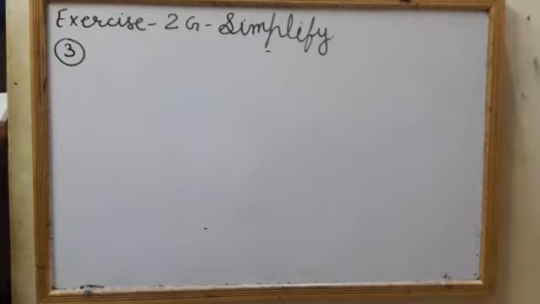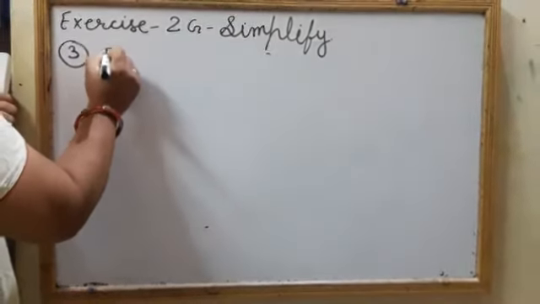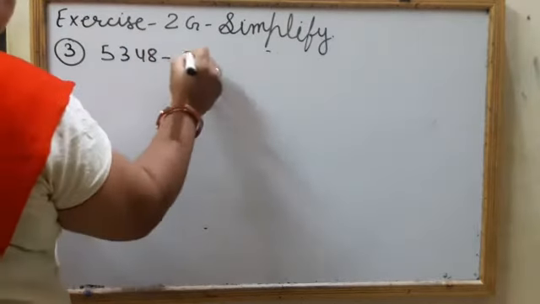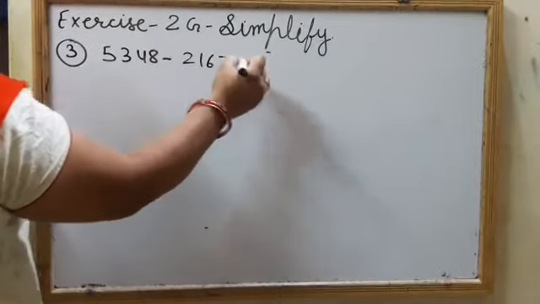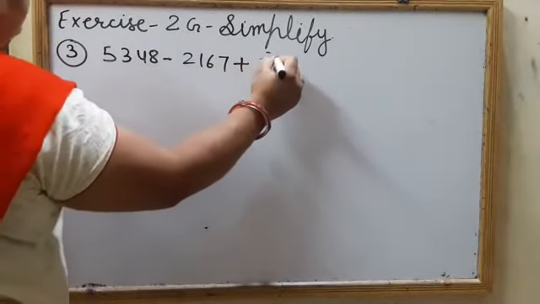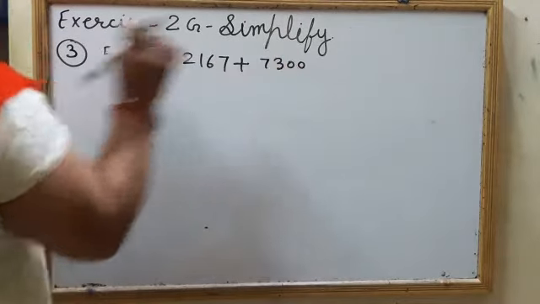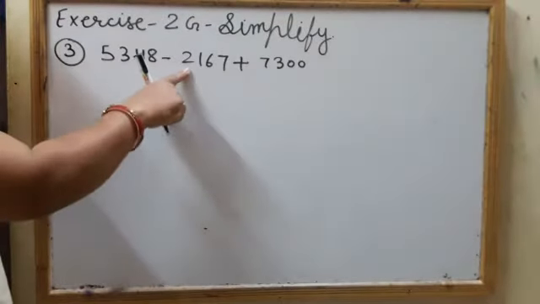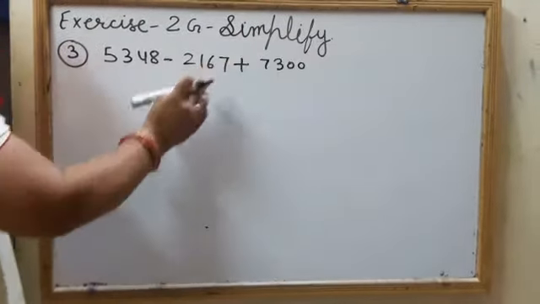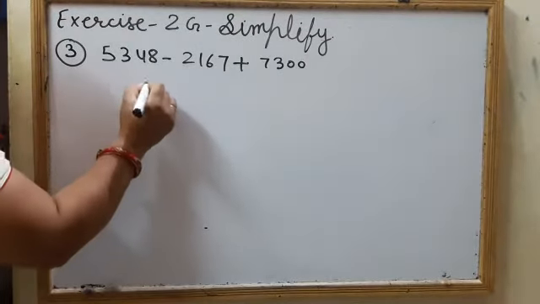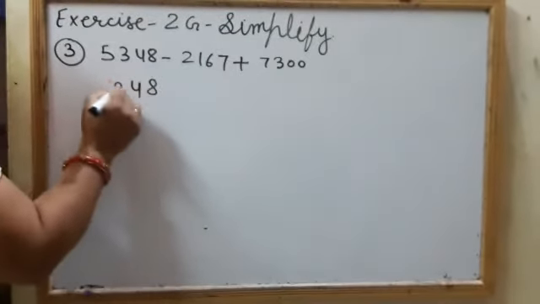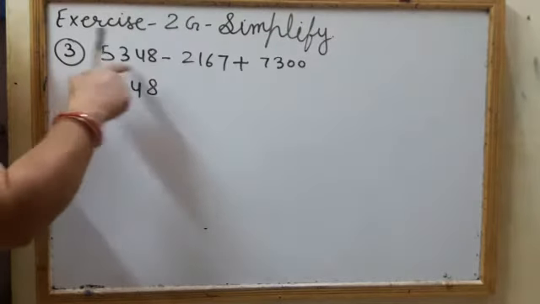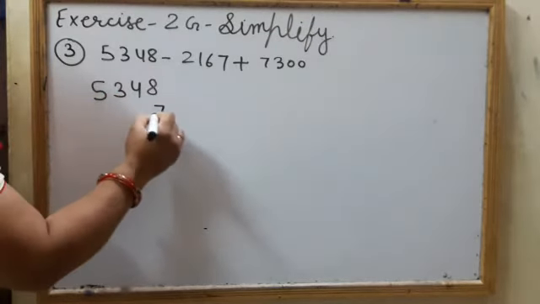Now we will do the third question of our exercise. This is 5348 minus 2161 plus 7300. In this question, firstly subtraction is given. So again we will leave that number and solve these first. So we have to subtract. Always leave a space here so that we can write the borrowing or carrying, whatever it is.